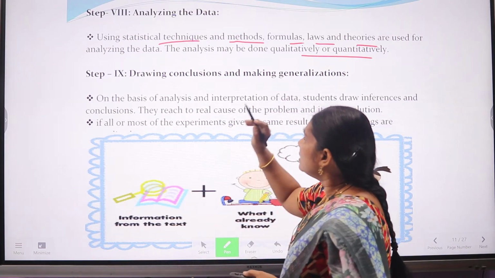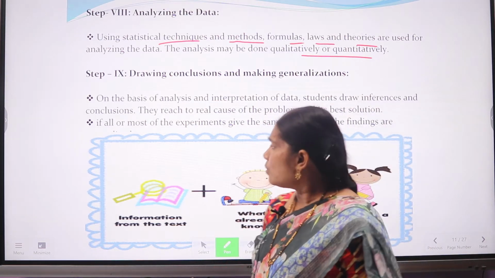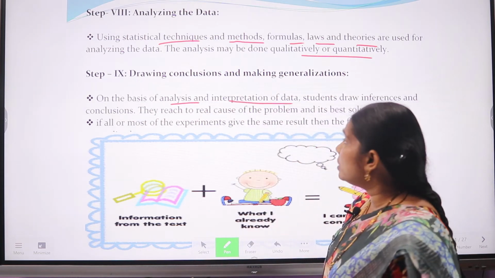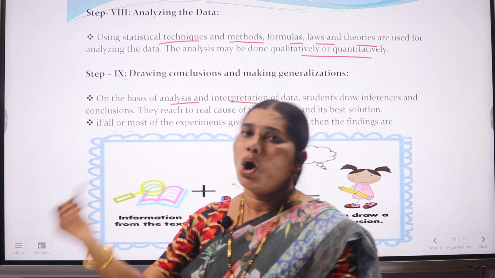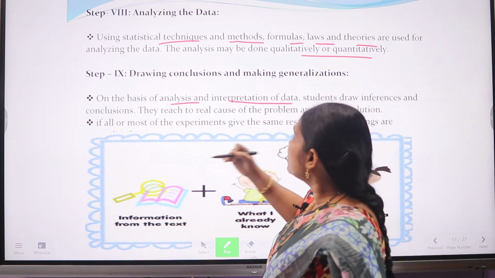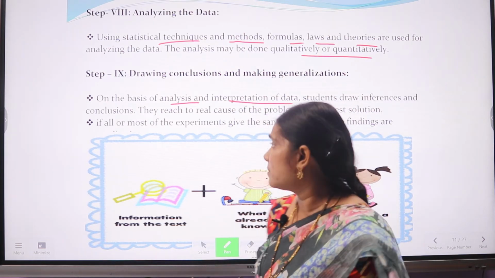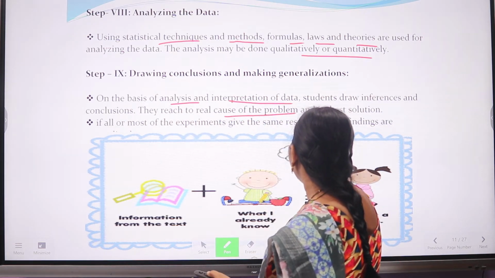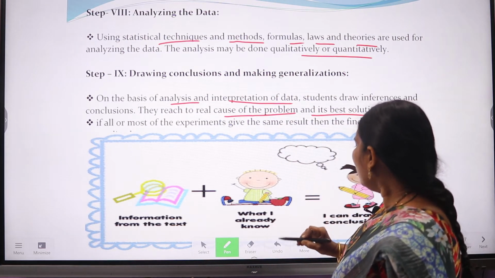Now moving to the ninth step, which is drawing conclusions and making generalization. On the basis of the analysis and interpretation of the data, the students will draw out the inferences. After completing the experiments, taking the findings or conducting a survey, we use some statistical techniques to interpret the data, and the students draw the inferences and conclusions. And thus they reach the real cause of the problem and its best solutions.